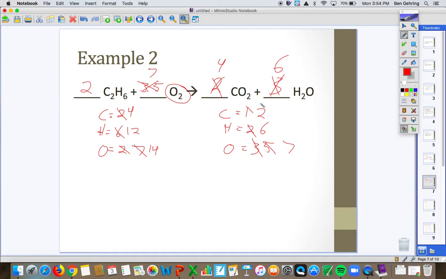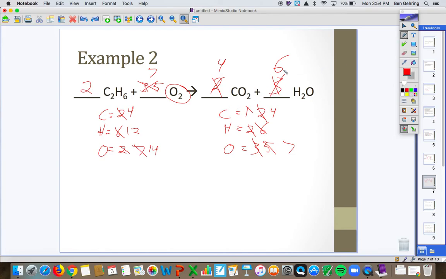4 times 1 is 4 carbons. 4 times 2 is 8. 6 times 1 is 6, and 8 plus 6 is 14. Why did that not work? Oh, I'm doing hydrogen. That's why. My apologies. I was jumping the gun.